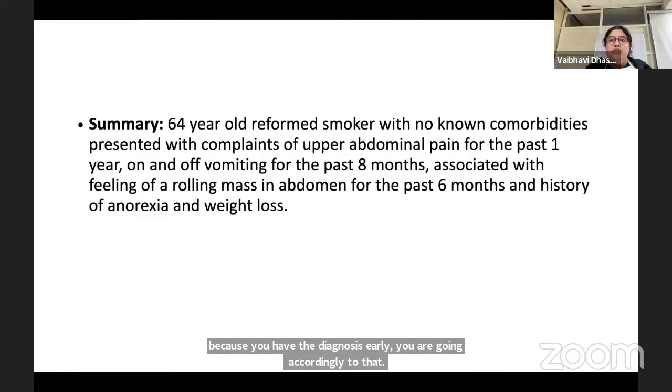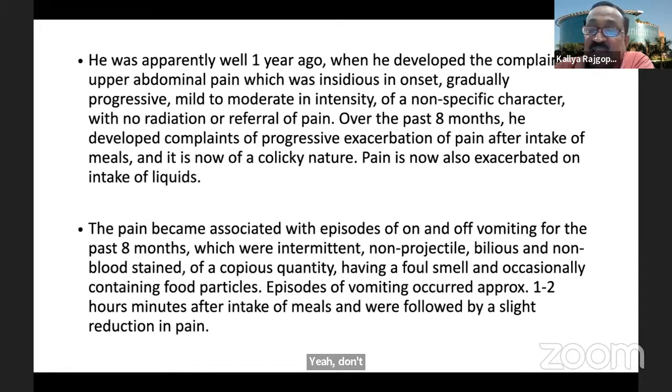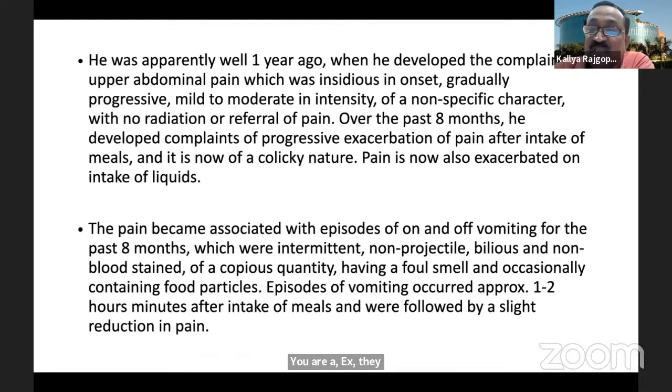Yes, ma'am. He did not have early satiety, but the vomiting was bilious. Yeah, Dr. Vaibhavi, that's exactly what we would like to tell you. When you say small bowel obstruction like that, in your MS exam, they won't tell you the CT finding. Please learn. That's what I told the other candidate.